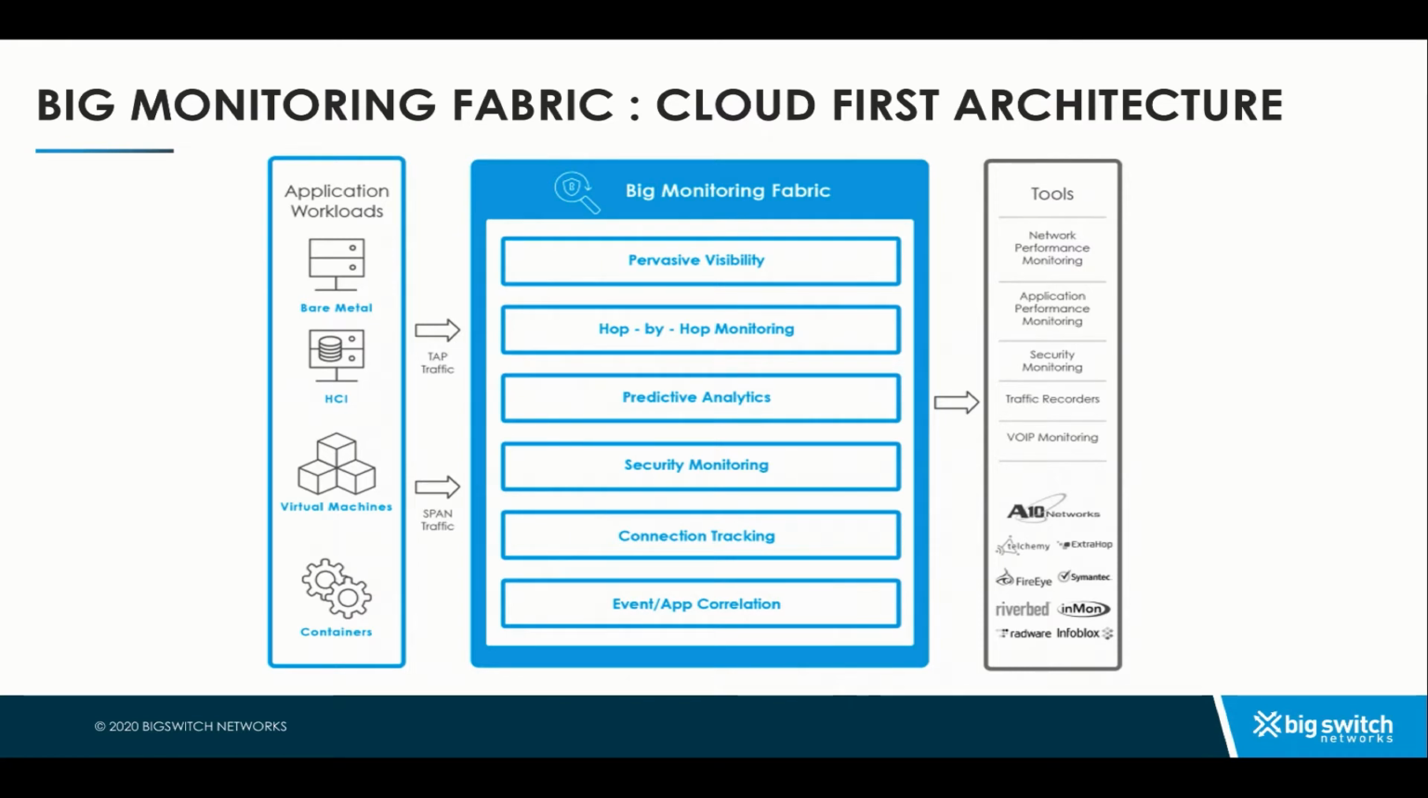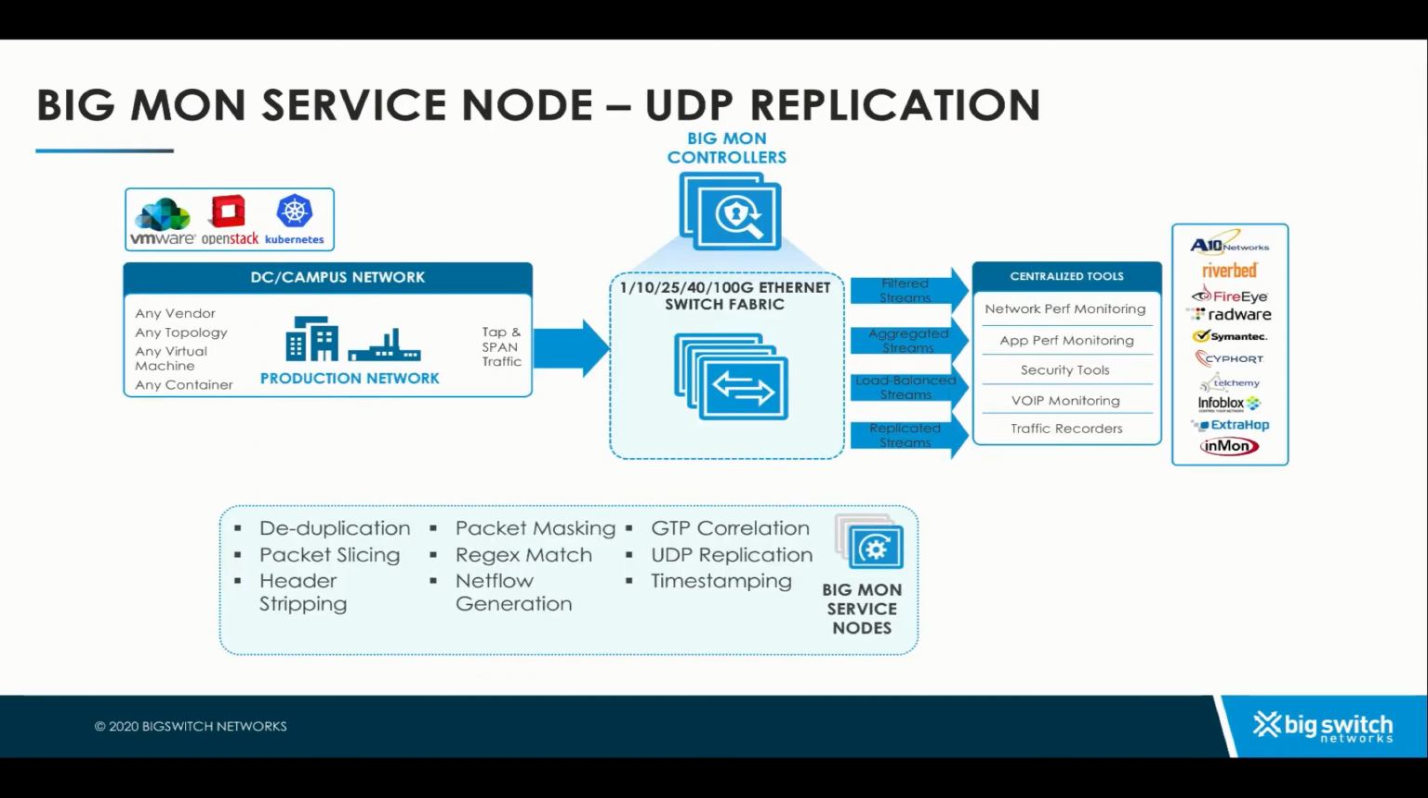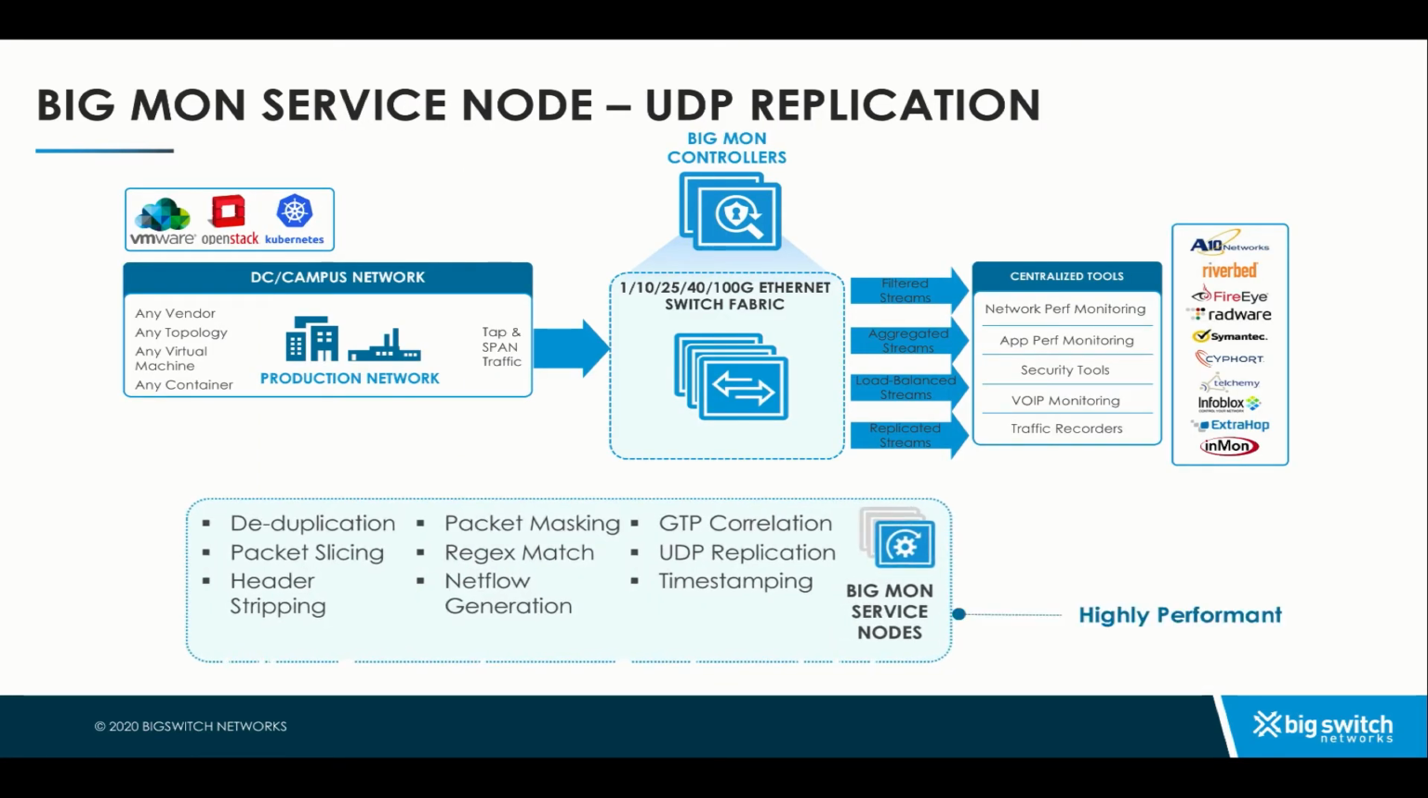Big Monitoring Fabric, or Big Mon, is architected from the ground up for hybrid cloud visibility and security, delivering cloud-style monitoring as a service. It enables IT operators to pervasively monitor all application traffic by gaining complete visibility into physical, virtual, and cloud environments. One of the components of Big Mon is the Big Mon Service Node that offers highly performant scale-out advanced packet services like packet deduplication, packet slicing, header stripping, NetFlow generation, etc. on industry-standard x86 hardware. Once connected to the fabric, the service node is automatically discovered by the Big Mon controller.